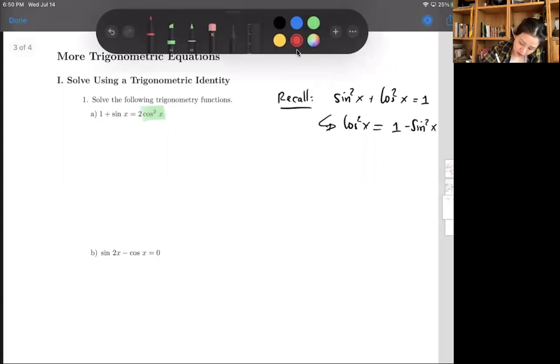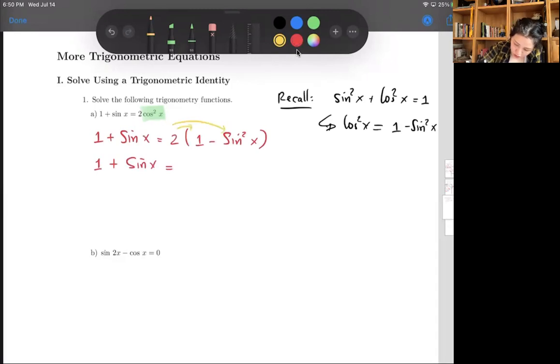So here I have 1 plus sine x on the left hand side. For the right hand side, I'm going to substitute cosine squared x with 1 minus sine squared x. On the left hand side, I'm just rewriting this. The right hand side, I'm going to distribute the 2, so I have 2 minus 2 sine squared x. Move everything to the left hand side.